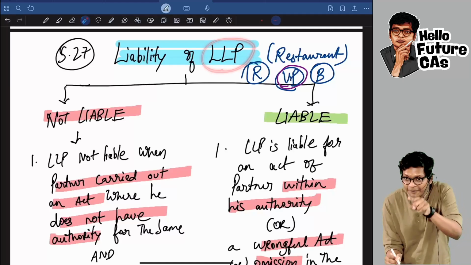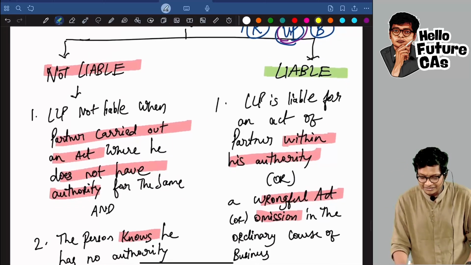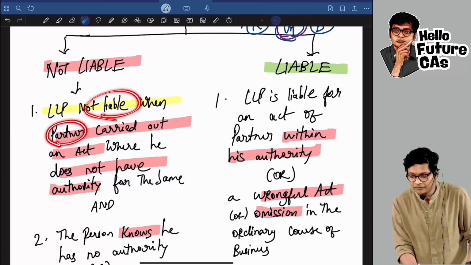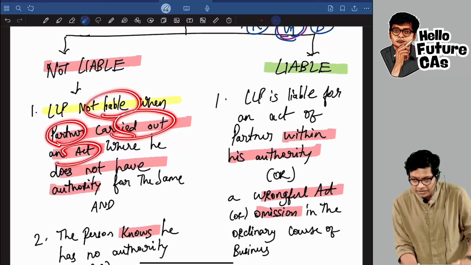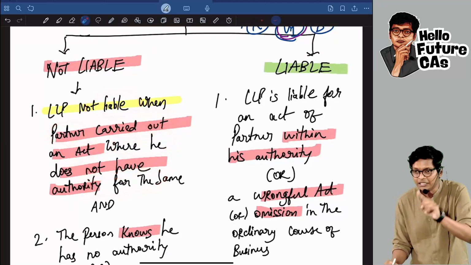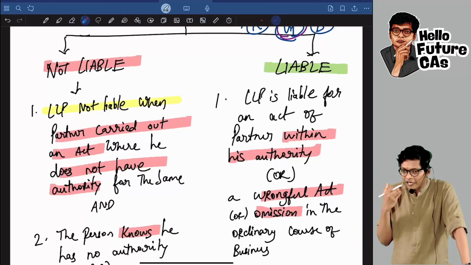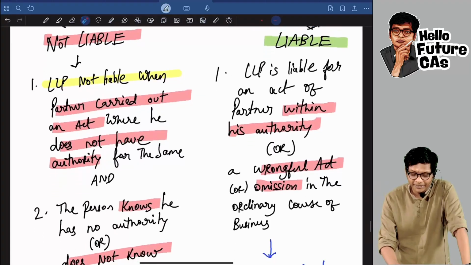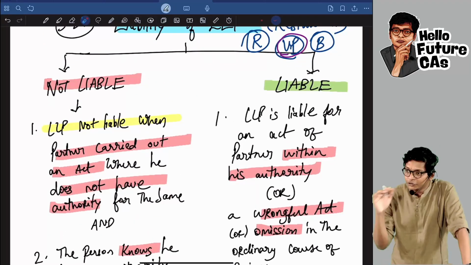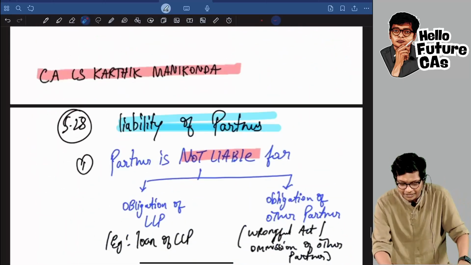Now look at this. Is LLP liable for this? No. Restaurant is not liable. LLP is not liable when partner Vishnupriya carried out an act, driving the truck, where he or she does not have the authority for the same. Understood the example? You don't have power for doing it, you are doing it. LLP is not liable. Then who is liable for this? Vishnupriya herself is liable. So immediately, wherever LLP is not liable, partner will be liable.